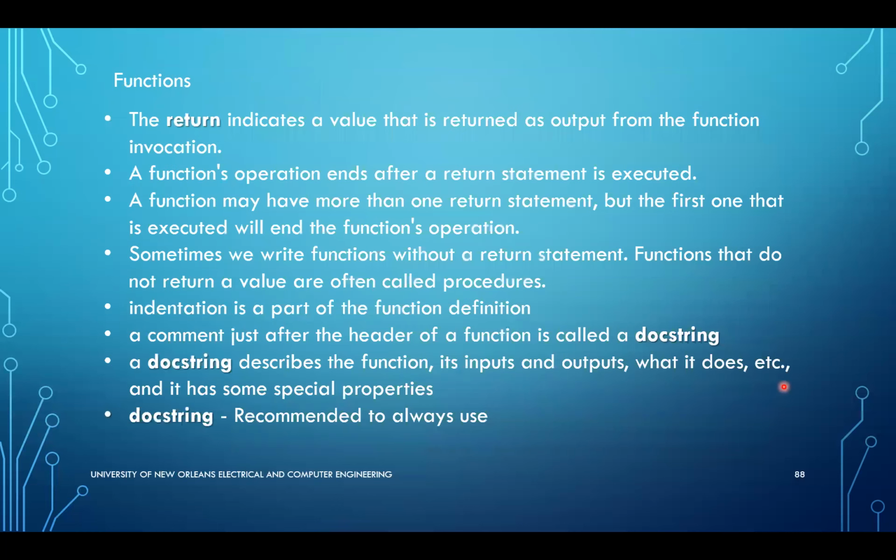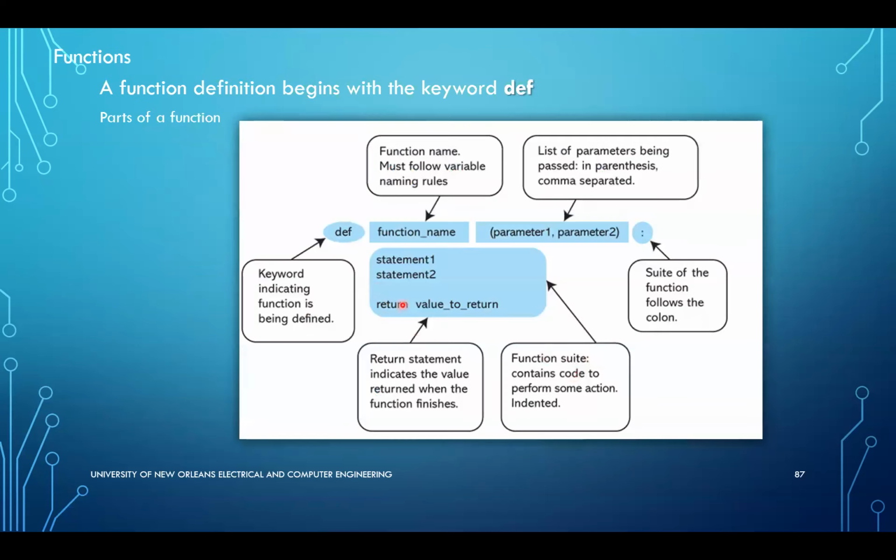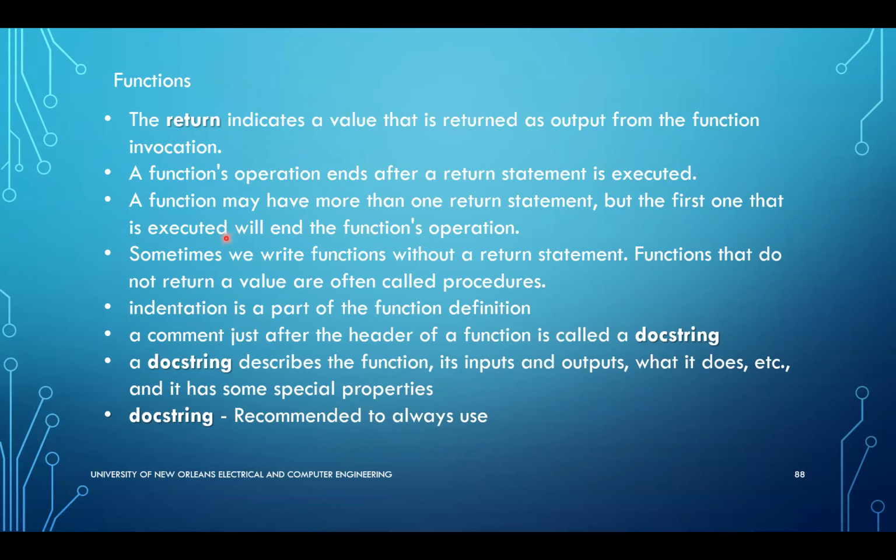And there are some things we need to understand. Like we said before, the return statement indicates a value that is returned as output from the function invocation. A function's operation ends after a return statement is executed. That's it. In other words, once this is seen in the function, the program is going to leave the function definition. And a function may have more than one return statement, but the first one that is executed is the one that's going to end the function. Okay, so we may have more than one return statement, as you see in some examples here.